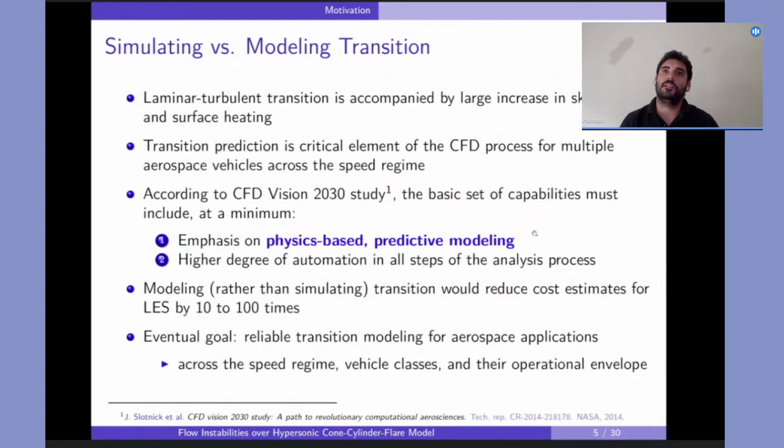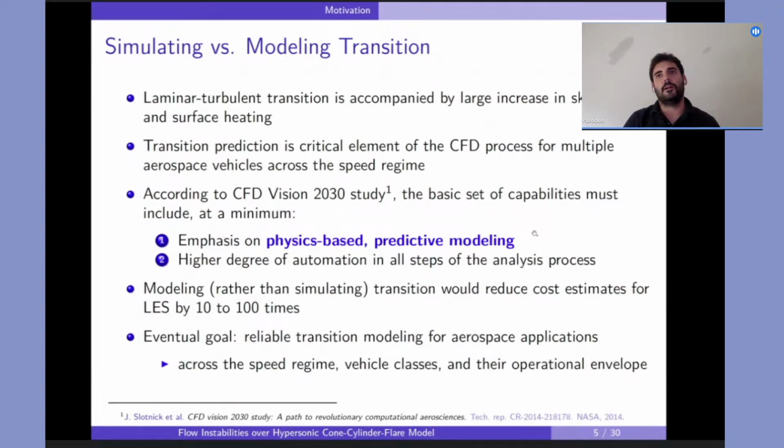The laminar turbulent transition is accompanied by a large increase in skin friction and surface heating. And the transition prediction is a critical element of the CFD process for multiple aerospace vehicles across the speed region, everything from very low speed to very high speed. According to the CFD Vision 2030 study, it's a big NASA study trying to understand what we need to be able to use CFD for design and avoid a lot of testing in aircraft design.